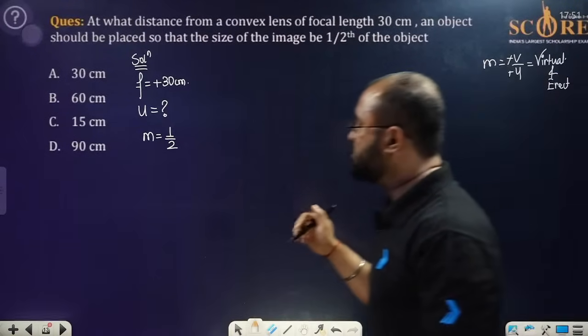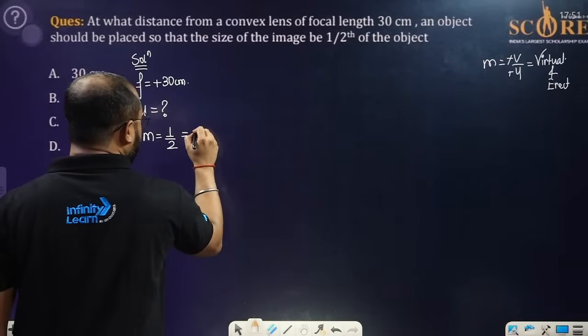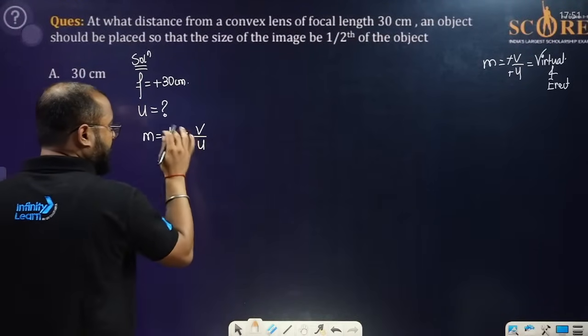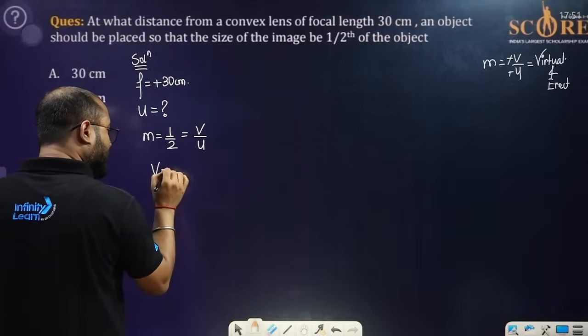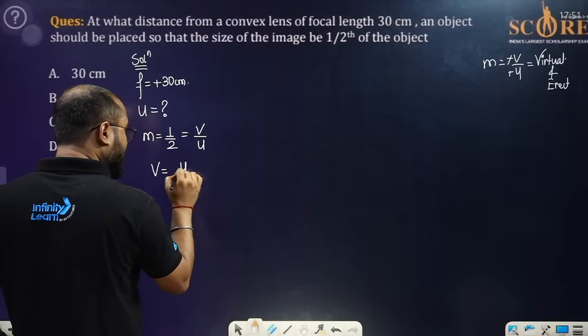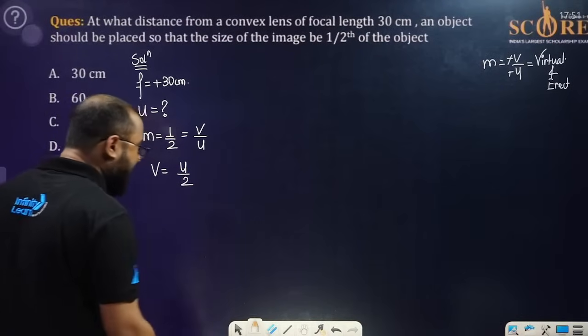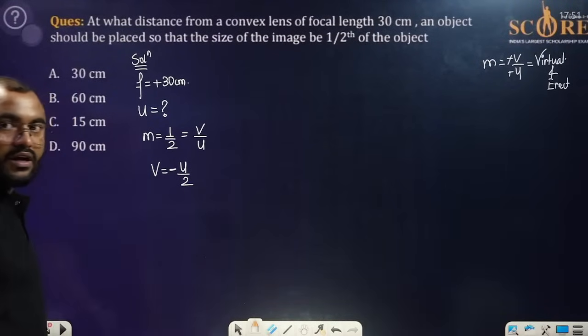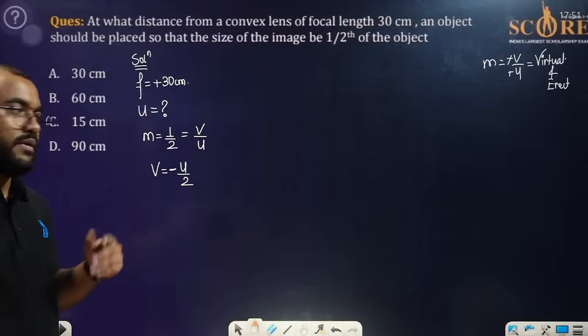Fine. So it is a virtual image, which is equal to, we can say, v by u. No problem. In that particular case, we can say the value of v will be equal to u by 2. And we know that the v is going to be negative itself. Why is it going to be negative? Because it is a virtual image, that is why.